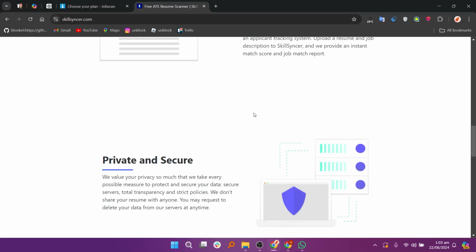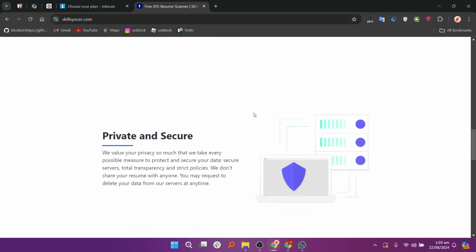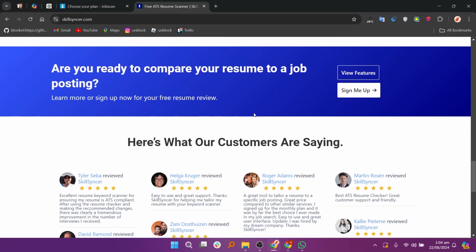The choice depends on whether you need the advanced optimization features of Jobscan or the simpler, more intuitive interface of SkillSyncer. So that's a comparison between Jobscan and SkillSyncer.